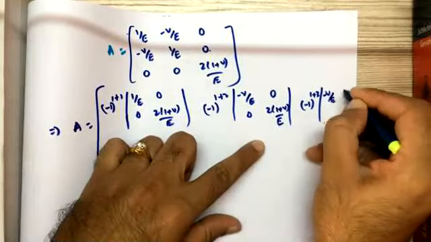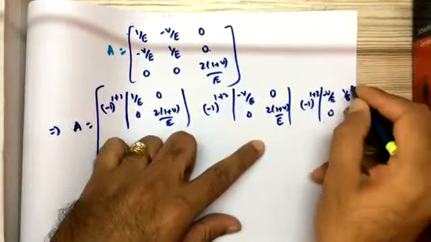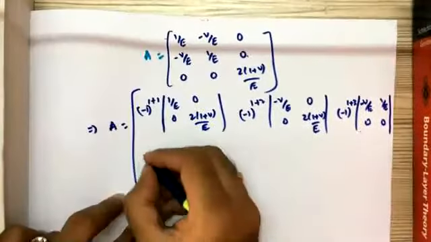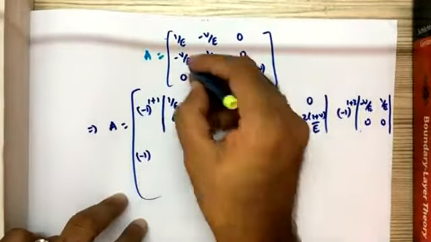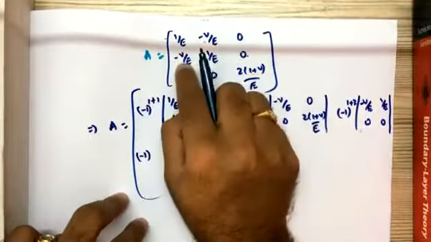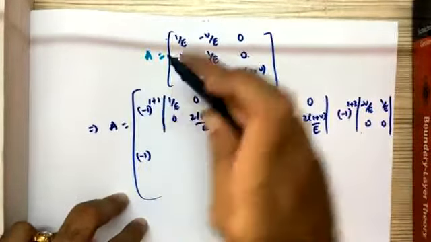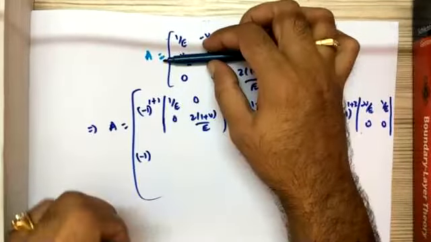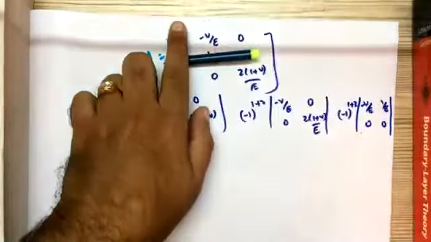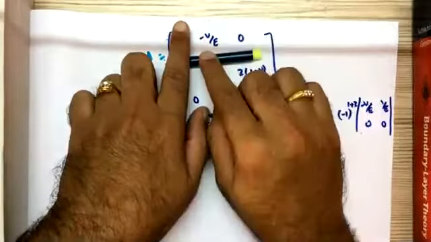Minus nu by E, 1 by E, 0, 0. Next, minus 1 whole power, next element, second row, first column. You eliminate that particular row and column.